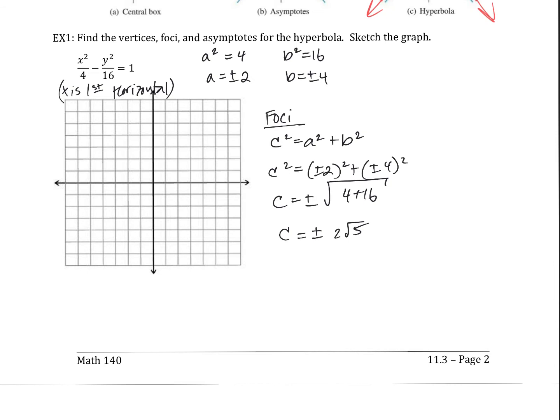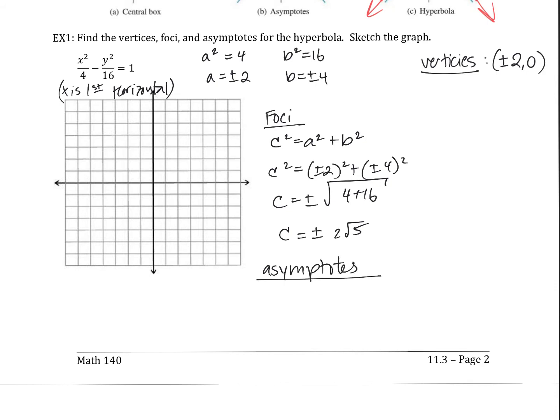Alright, so now what else do we need to find? Well, we need our vertices, and the vertices come from the a values. So that would be plus or minus 2 comma 0. Okay, so we've got our foci, our vertices, and our a, b values. What are we missing? The main big thing that we are missing for a hyperbola are the asymptotes. Definitely keep that in mind.